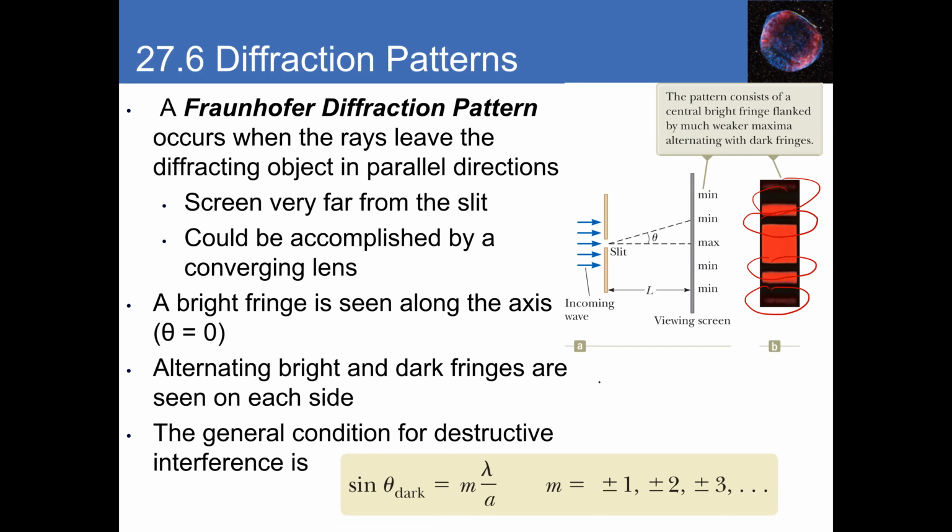And the equation for the dark ends up being a sine of theta equals m times lambda. That is for the single slit. If I divide both sides by a, then I get sine of theta dark, as you can see over here. There's also no m equals 0 for the single slit. That means this is 1, this is negative 1, this is 2, this is negative 2, and so on and so forth.